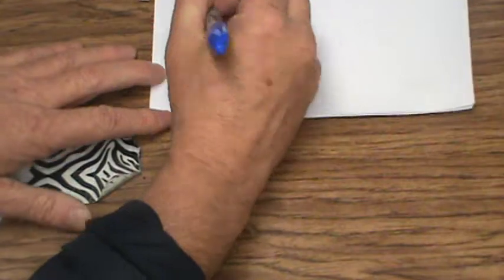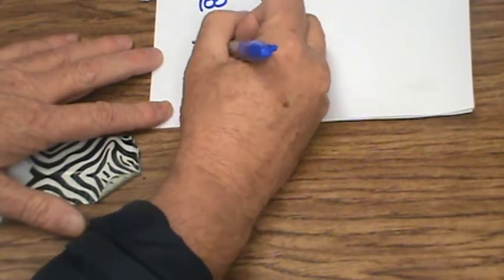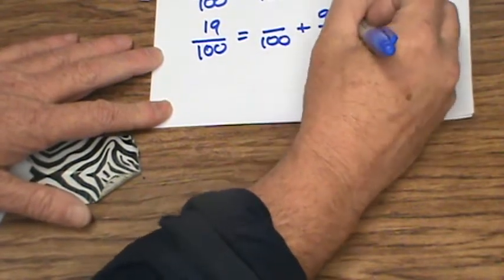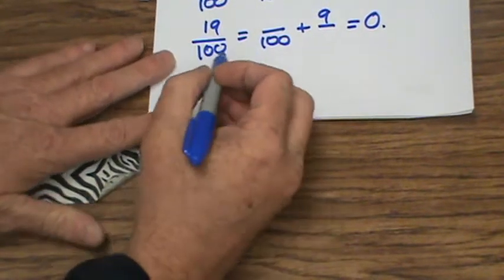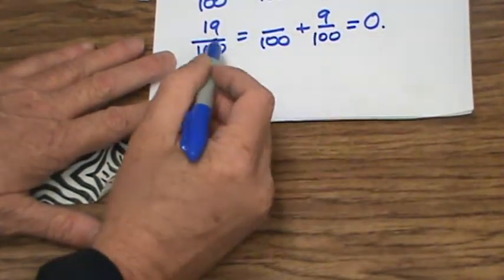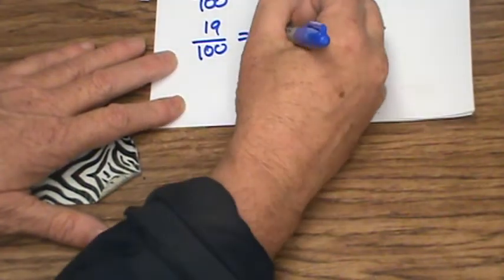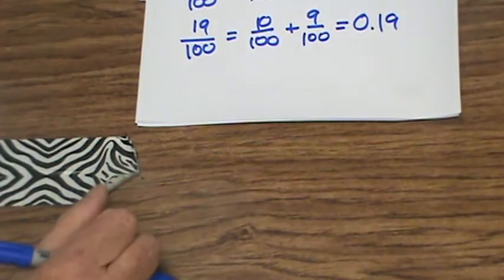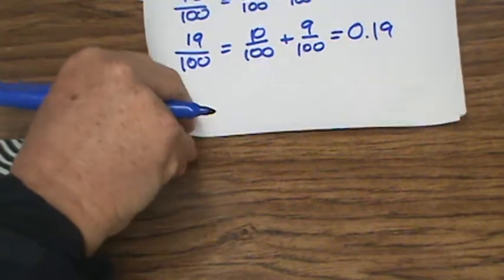Let's try 19/100ths. Go ahead and write this down. And it'll equal blank 100ths plus 9 blank equals 0. What? So write that down. And think about that. Okay, so you probably know that 100th would go there, right? The denominators have to be the same if we're adding them. And then 9 plus what is 19? Well, 10. And how would this look in decimal form? 0.19 or 19/100ths.